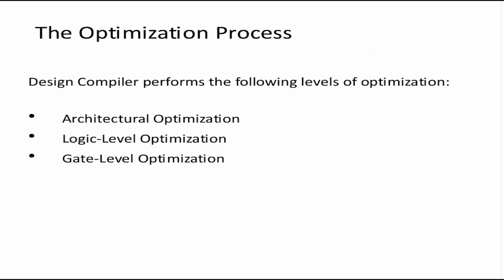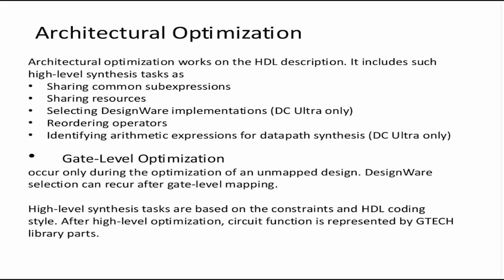So the optimization process DC performs is divided into 3 levels. DC will do optimization at 3 levels, starting right from the RTL. The first level is called architectural optimization. Second is called logic level optimization. Third is called gate level optimization. Let's look at each of them in a bit more detail.